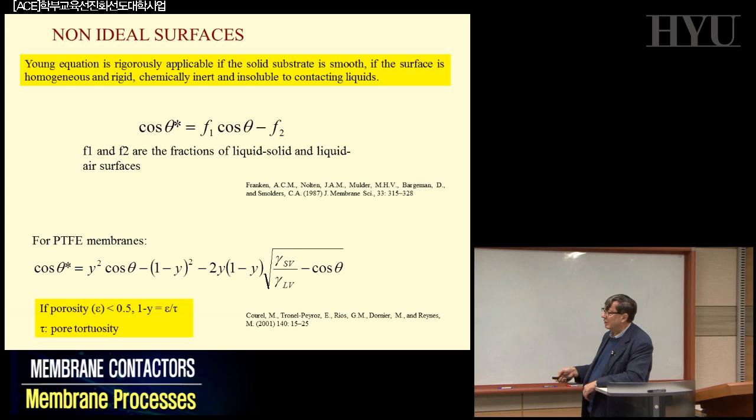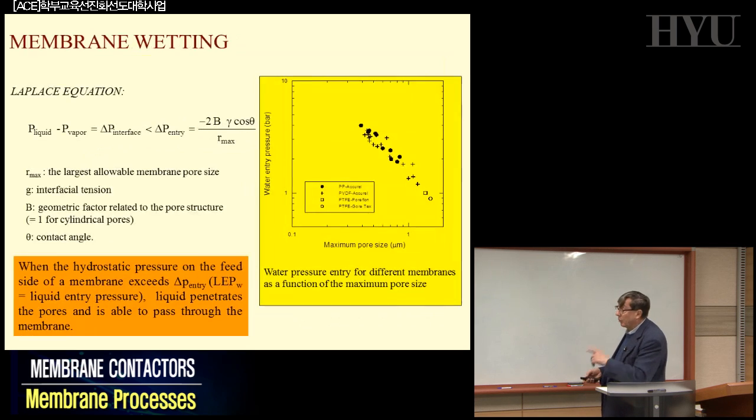In the new cosine contact angle, for example, it has been measured for Teflon, which was one of the first membranes utilized for this application. And you can write again a corrected expression for the contact angle. It's a little bit complicated, but it's basically related to the porosity and the tortuosity of your membrane. Why is this very important? It's quite important because there is another equation that you have to remember.